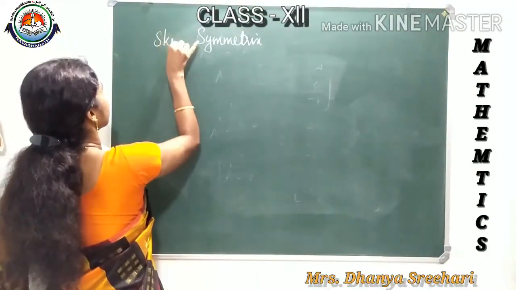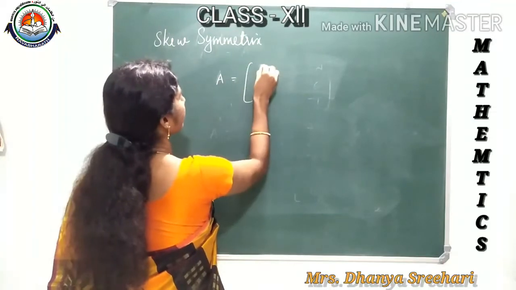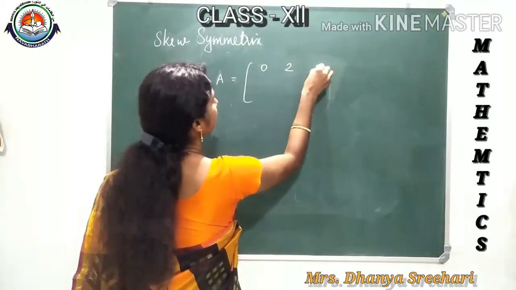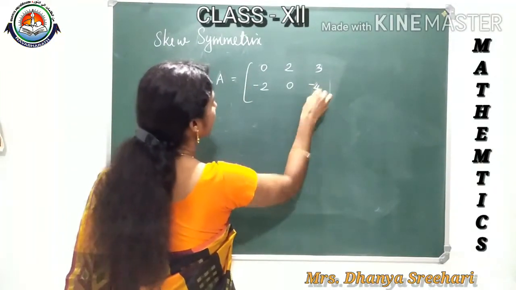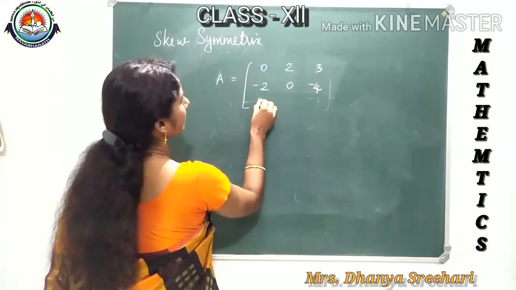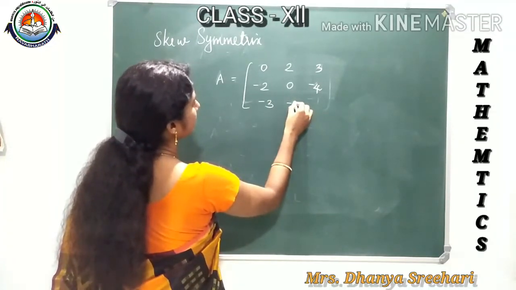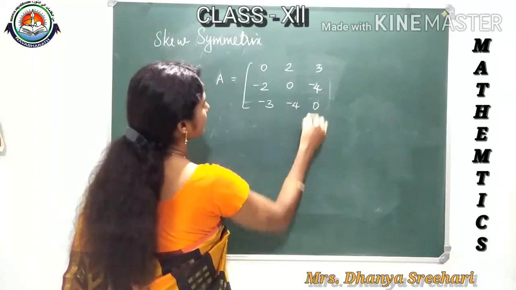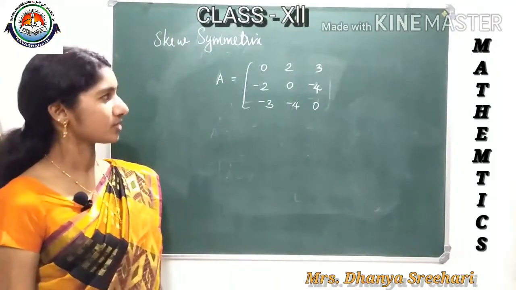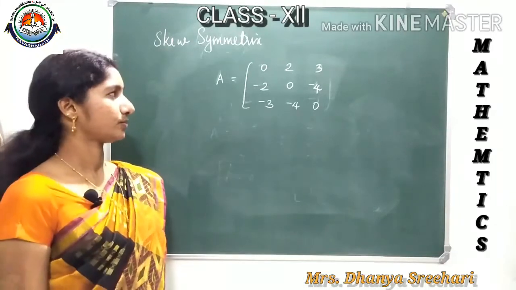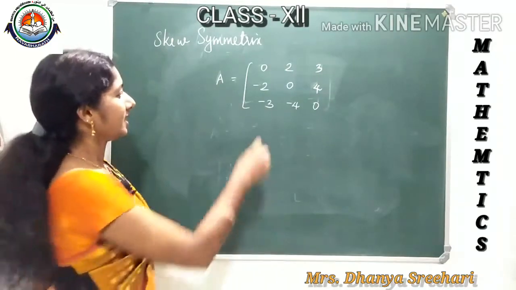Then, next one is the skew symmetric matrix. Skew symmetric means one matrix is given: A is equal to 0, 2, 3, minus 2, 0, 4, minus 3, minus 4, 0. Okay. Here we can take it as plus 4.